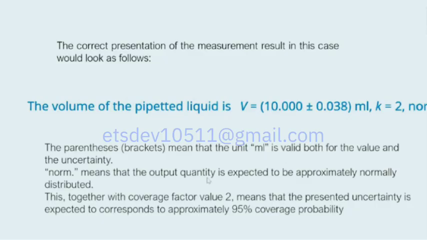Norm means the output quantity is expected to be approximately normally distributed. Then this together with the coverage factor 2 means that the presented uncertainty is expected to correspond to approximately 95% coverage.